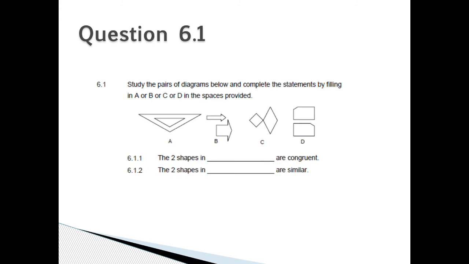6.1. Study the pairs of diagrams below and complete the statements by filling in A or B or C or D in the spaces provided. You have an image for A, B, C, and D. 6.1.1. The two shapes in are congruent. 6.1.2. The two shapes in are similar.